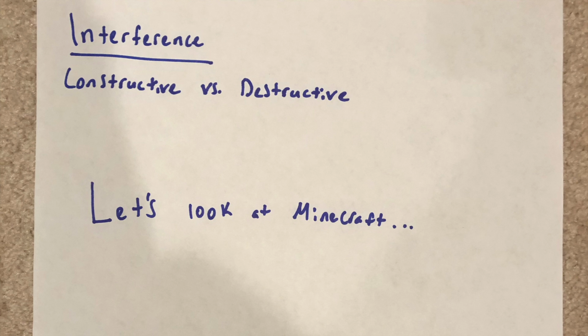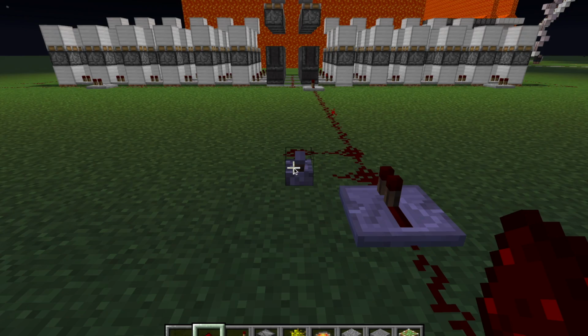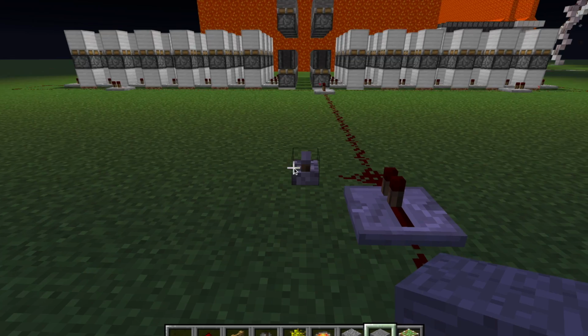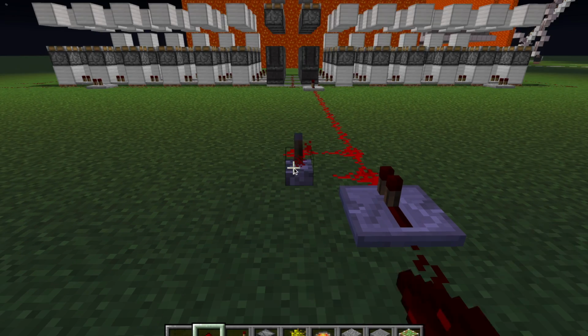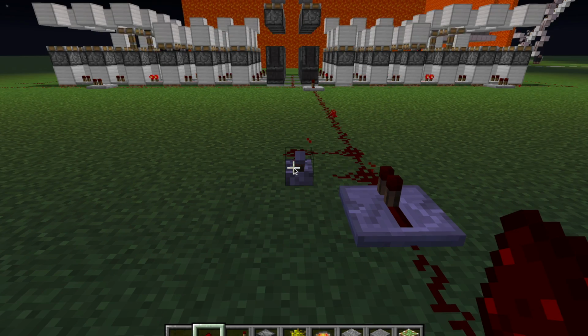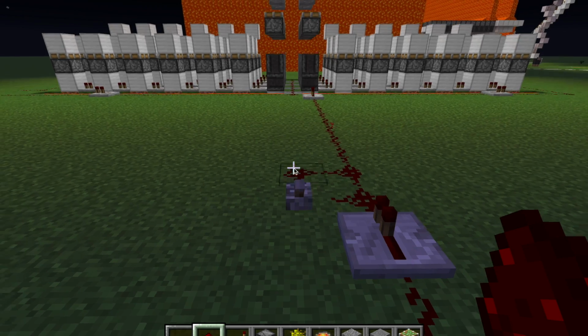Lastly is interference. Interference happens when two waves are in the same medium and they collide and pass through each other. Now there are two types of interference, constructive and destructive. Now let's look at Minecraft. As you may have noticed, the two waves' amplitudes were added together, and this is an example of constructive interference. Constructive interference happens when the two waves' amplitudes are added together and then they pass through each other, versus in destructive interference, the two amplitudes are canceled out and then they pass through each other.